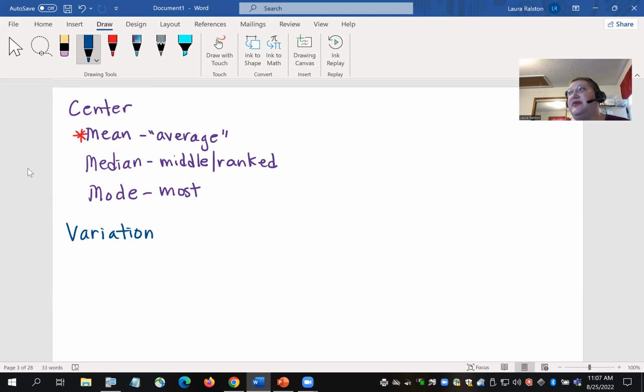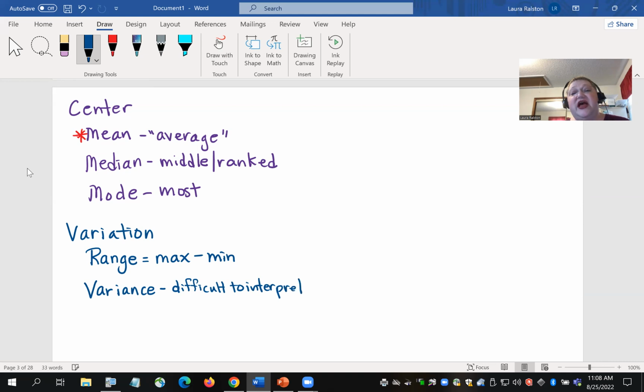Variation has to do with how much the data values differ or vary from each other or from data set to data set. We had three of those. We had range, which is very easy to calculate because it's simply the max minus the min. We had the variance, and I went into some detail there, but we talked about how variance is difficult to interpret because the units end up being squared. And so that makes it challenging for us to interpret, although it is actually one of the better measurements.